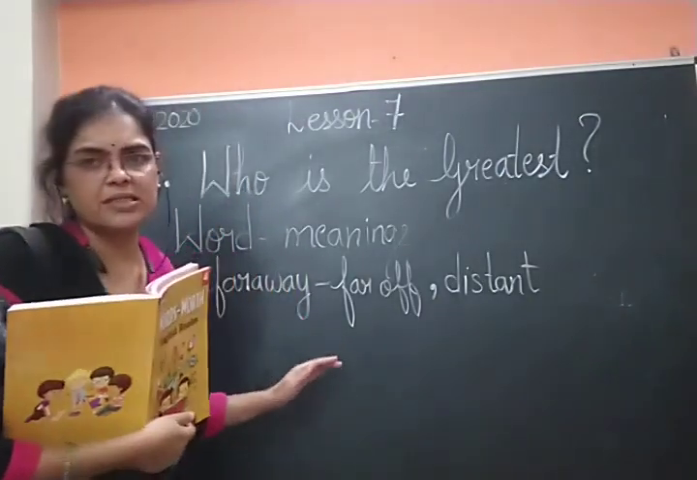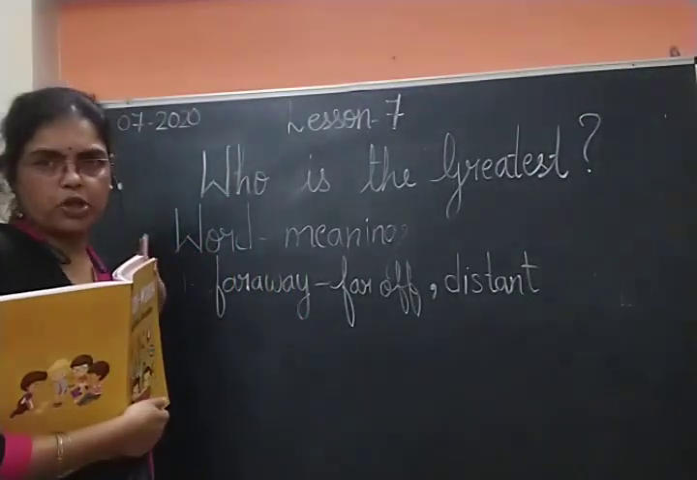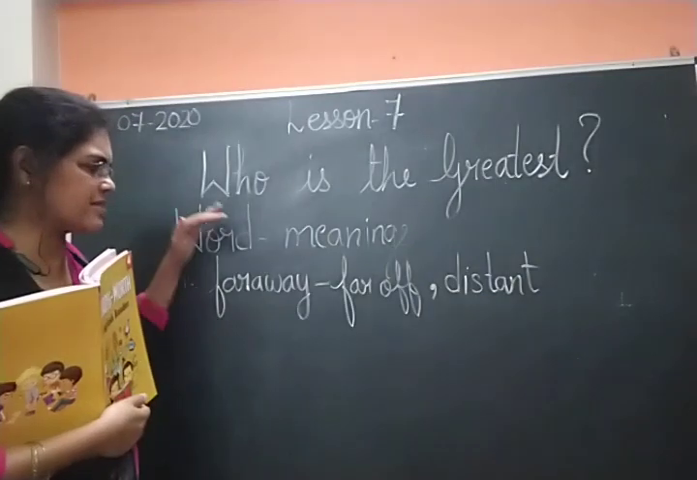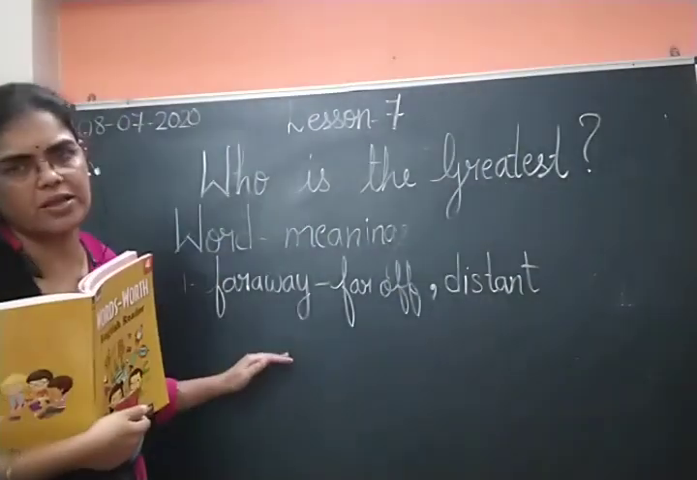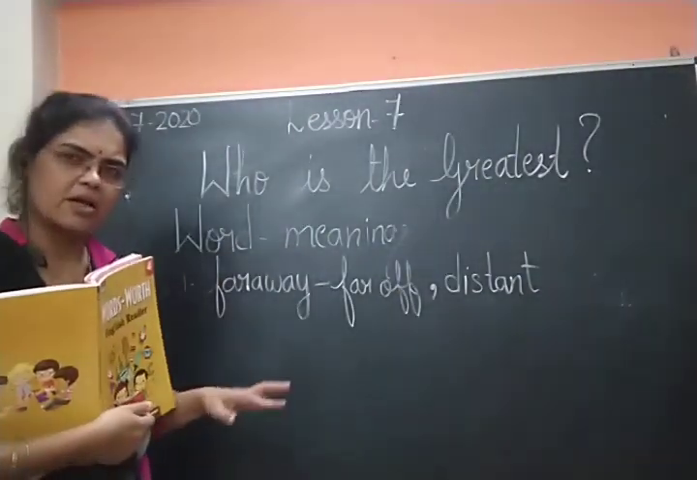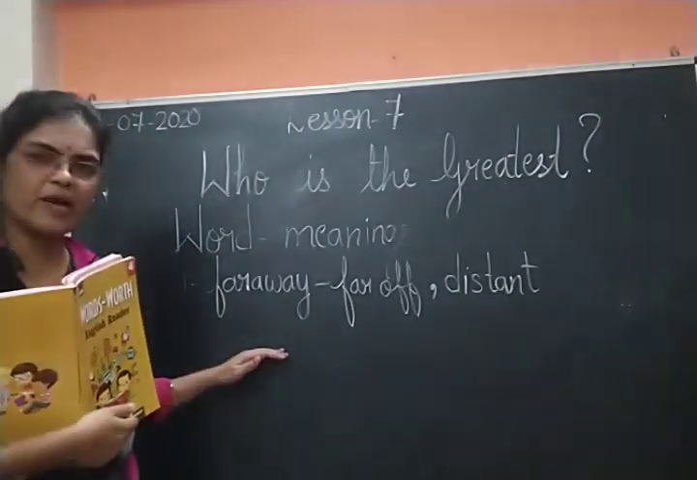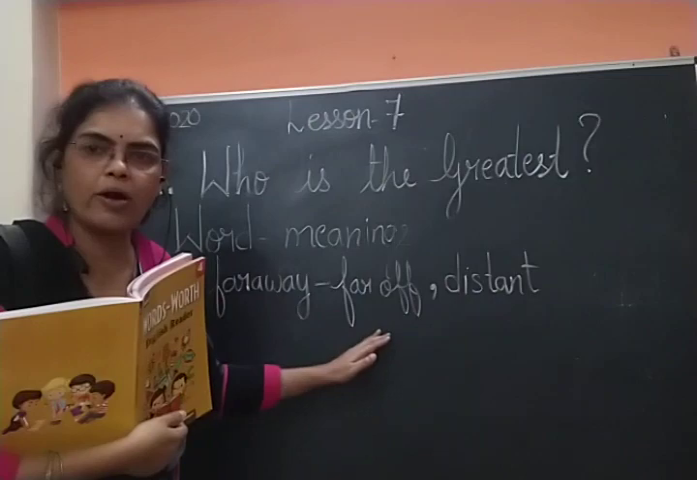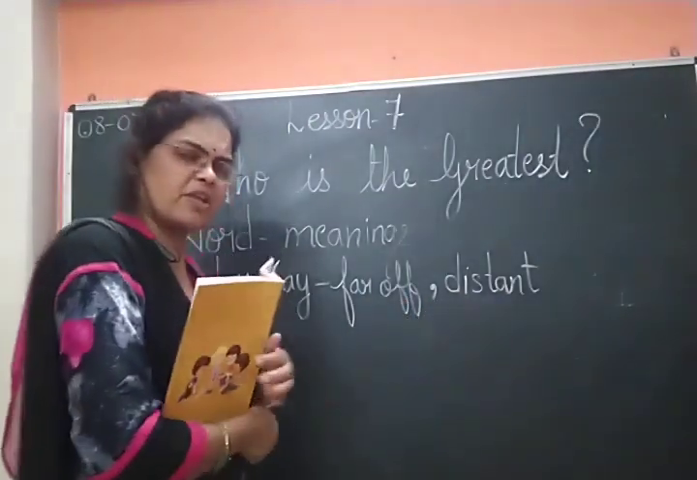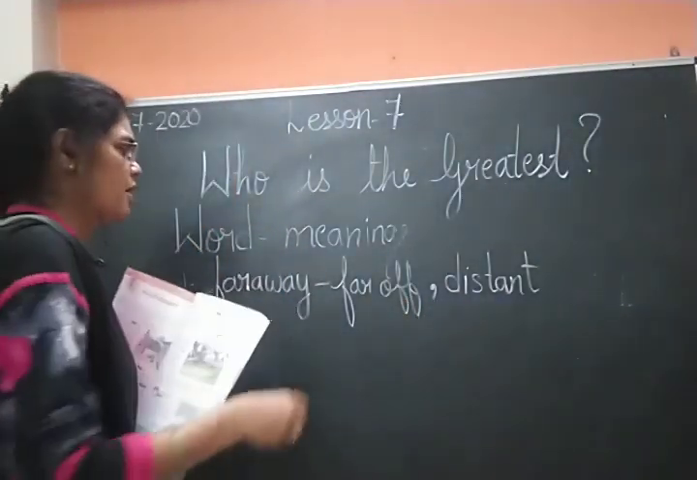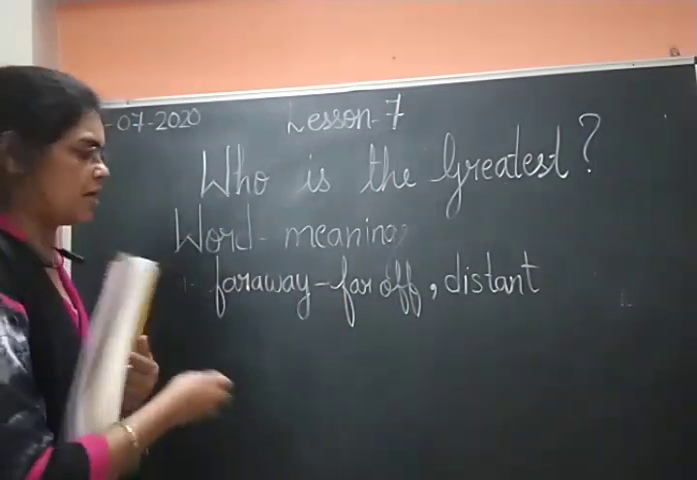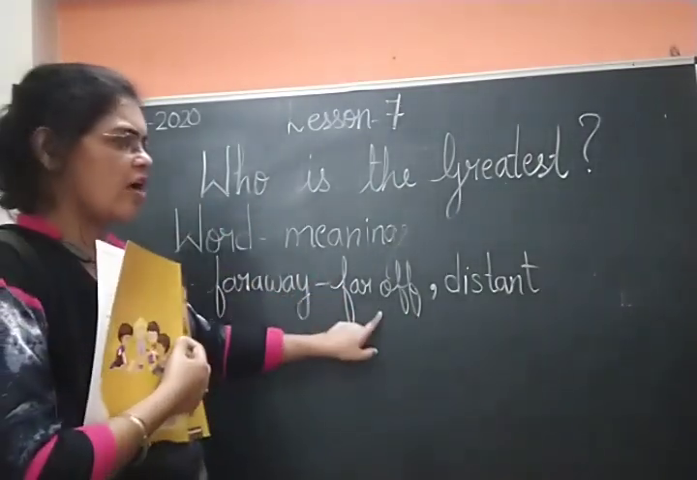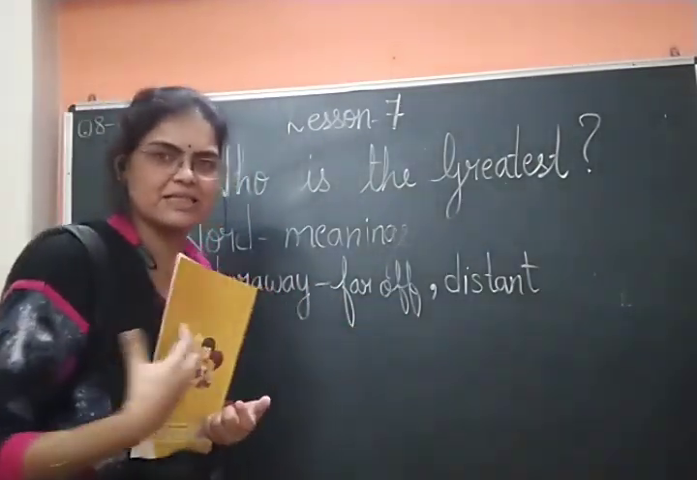Students, please take out your English notebooks and write the word meanings with me, so that later on you don't have to write it again. So far away means far off or distant, something which is very far. This is the first meaning. Far away, far off or distant.